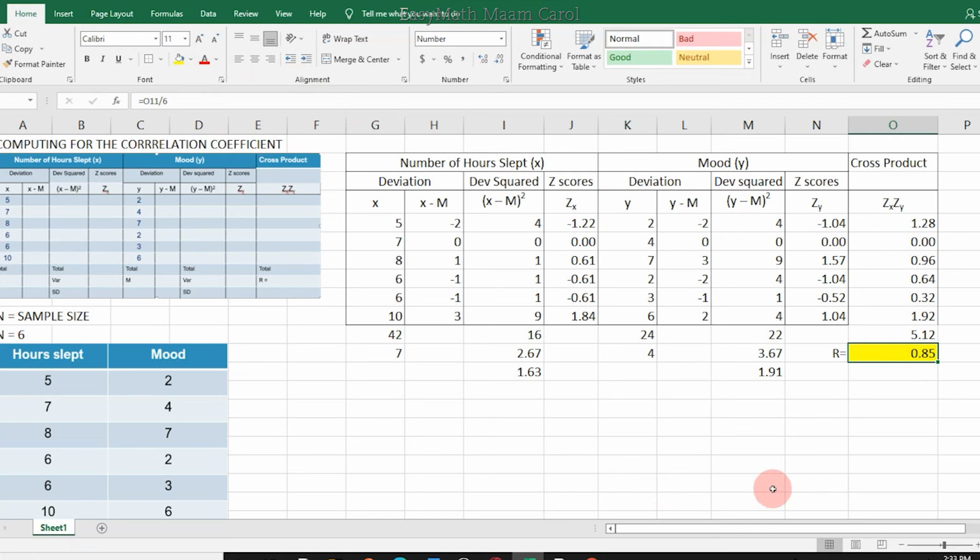So, there. I hope you learned something about finding the Pearson R correlation coefficient, and you can process your coding using my student.